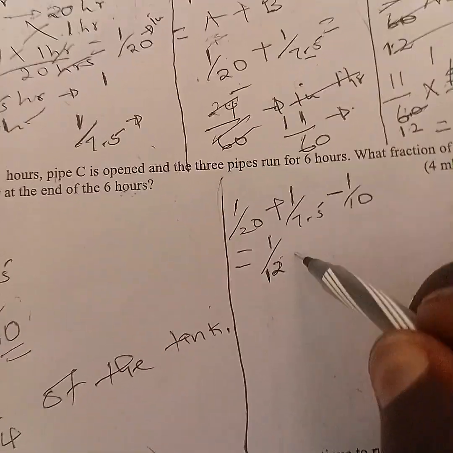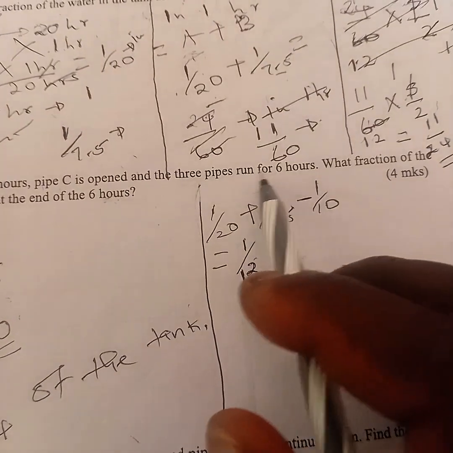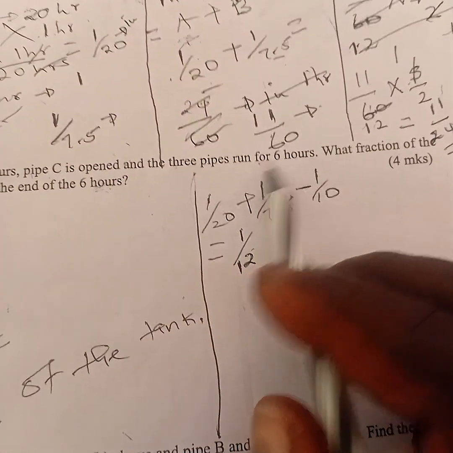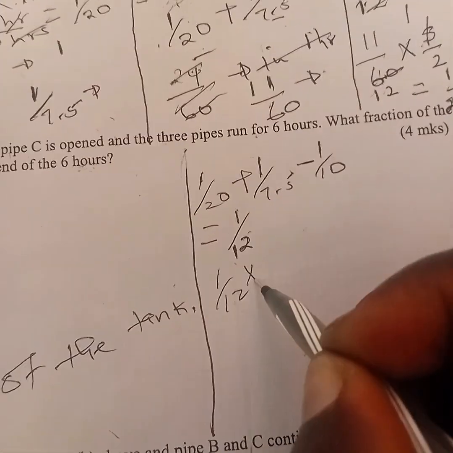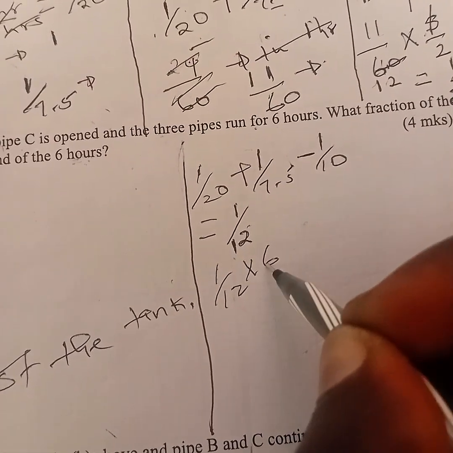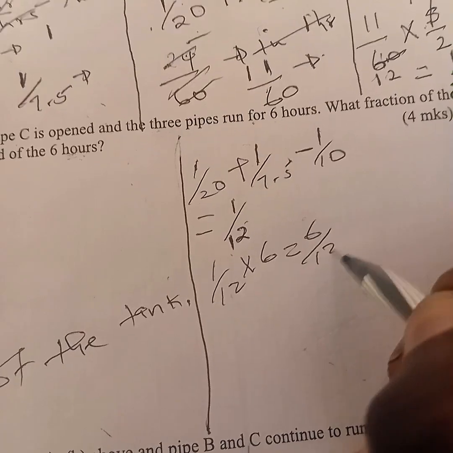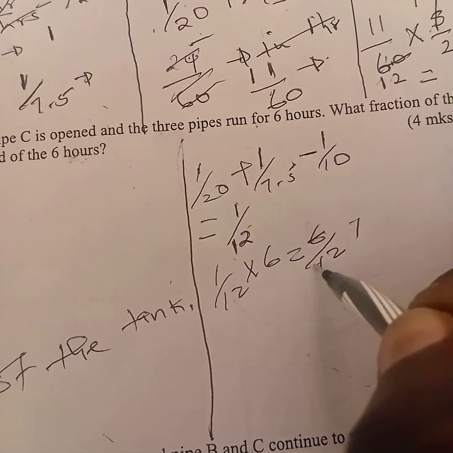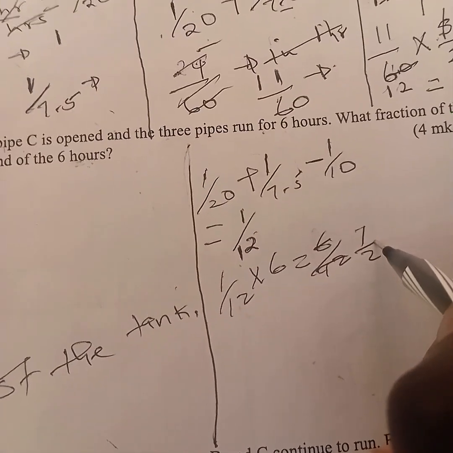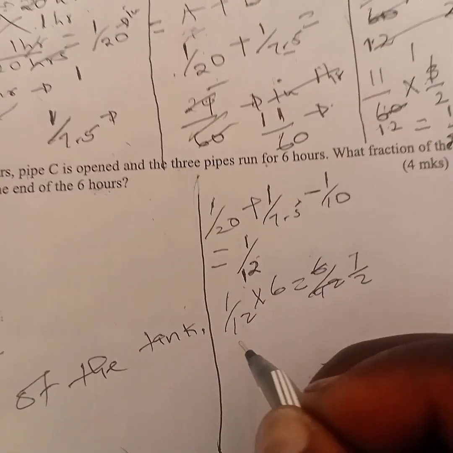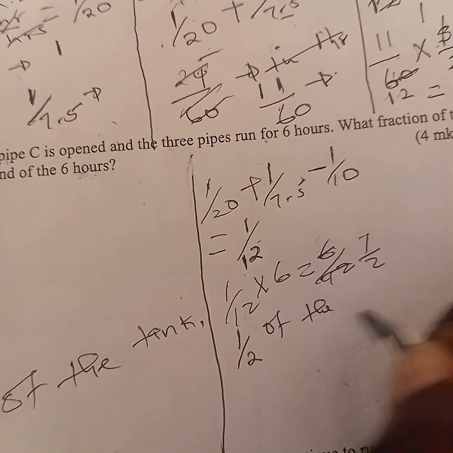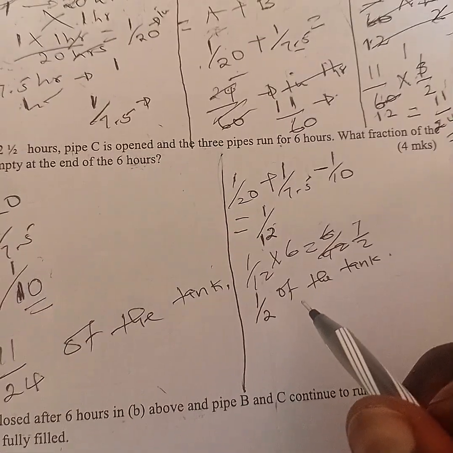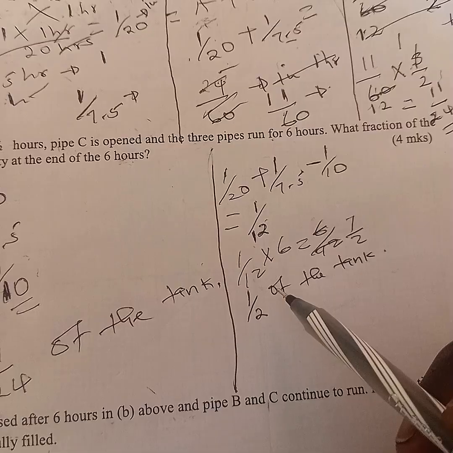So what about in 6 hours? The 3 pipes run for 6 hours. So 1 over 12 times 6 will give 6 over 12, which is 1 over 2. So in 6 hours, it will fill a half of the tank. Half of the tank. So what fraction?